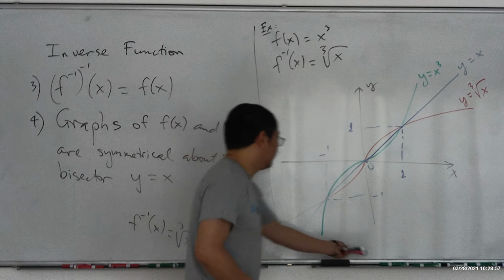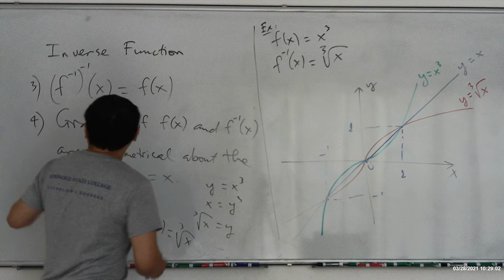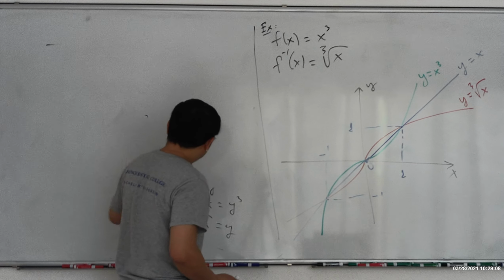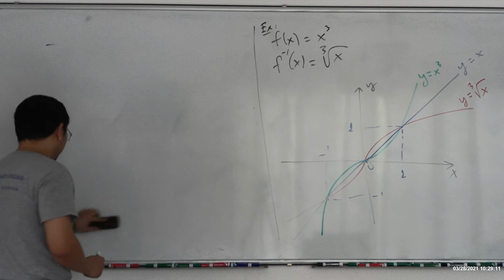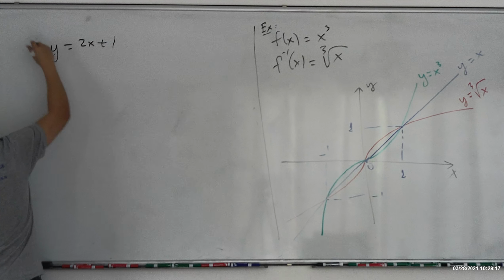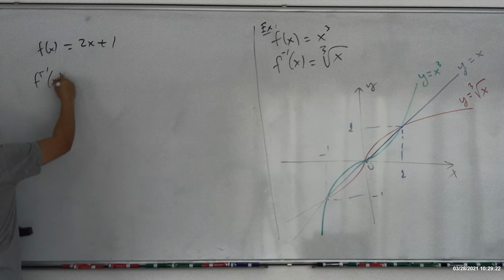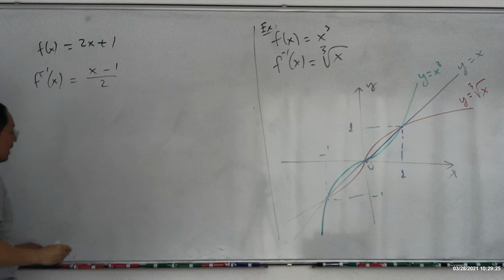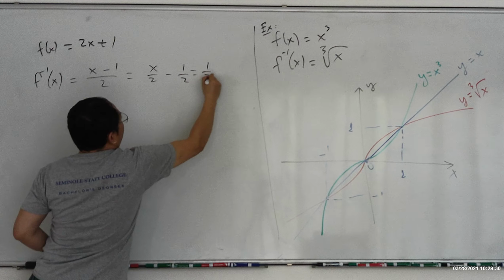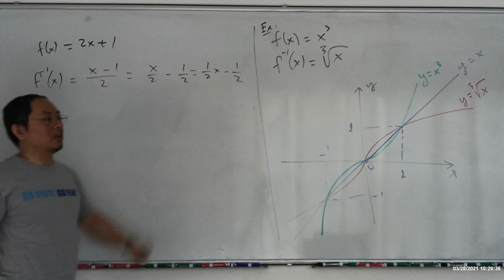Try another example, the one that I just showed you a minute ago. How about this one? y equal to 2x plus 1, right? So this is f of x. f inverse, we just calculated it. This is x minus 1 over 2. Let me rewrite it this way: x over 2 minus 1 over 2, or this is 1/2 of x minus 1/2. Looks like a line, right? It's a line with slope of 1/2 and y-intercept negative 1/2.